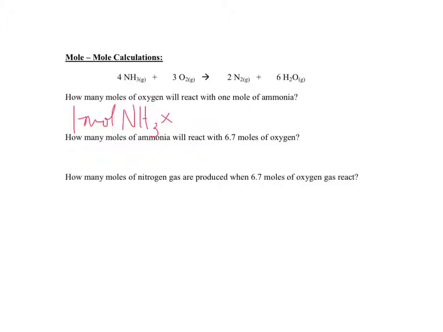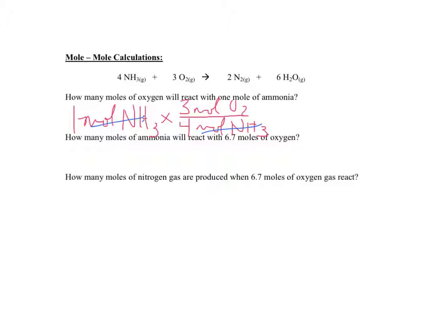So you need to look at the amount of oxygen you have and the amount of ammonia you have. You're comparing oxygen to ammonia. There's 3 moles of oxygen and there's 4 moles of ammonia. And you know you're on the right track because your moles of ammonia will cancel out, leaving you with moles of oxygen.